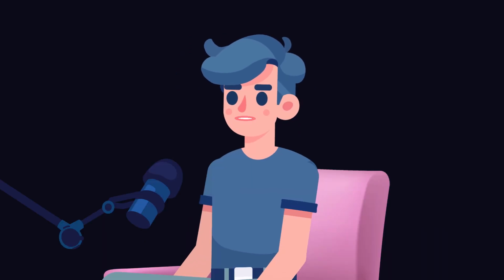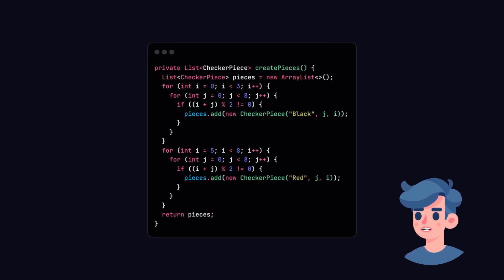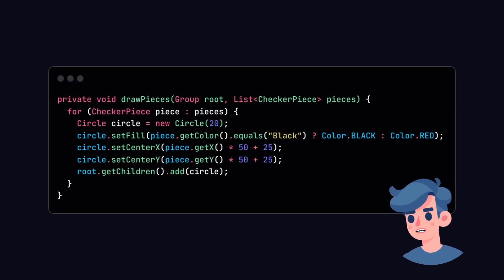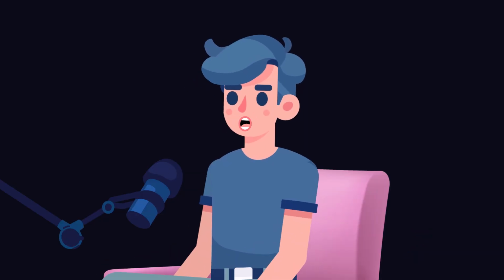The next step is to create the game pieces. We will create a class called CheckerPiece to represent individual pieces on the board. This class will hold the position and color of the piece. We'll need a method to create the pieces for both players. Let's add this method to the Checkers Game class. Let's also add a method to draw those pieces on the board. We can use circles to represent the checker pieces. Now modify the start method to call drawPieces method after drawing the board, passing the created pieces to it. Awesome! If you run the application now, you should see the checker pieces on the board.